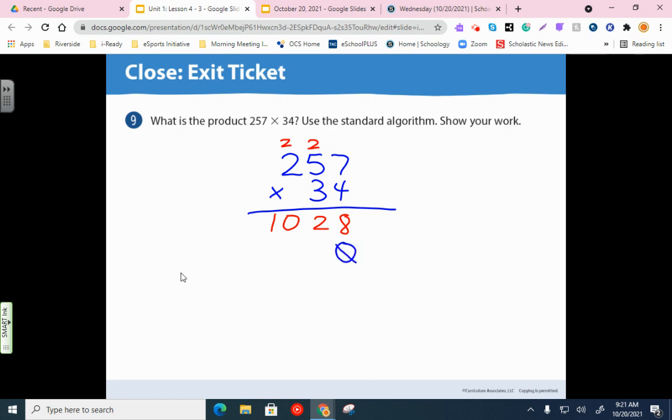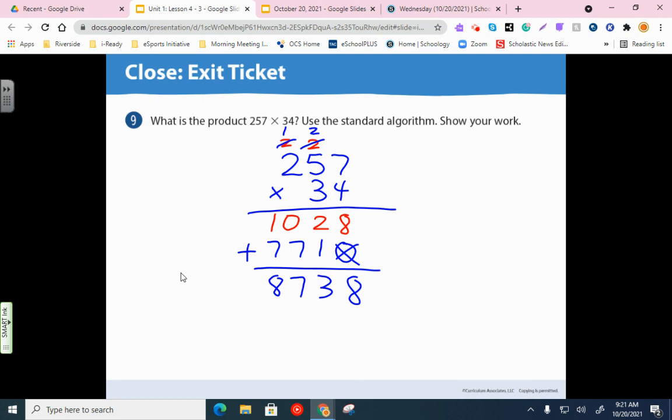Down here, we put a 0 because we're actually multiplying by tens now. Cross off what you carried over from the ones. 3 times 7 is 21. 3 times 5 is 15, plus 2 is 17. 3 times 2 is 6, plus 1 is 7. Got 8. Add up our ones, add up our tens, add up our hundreds, and add up our thousands. 8,738 is our final answer.